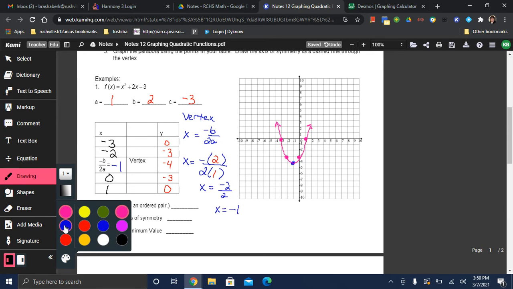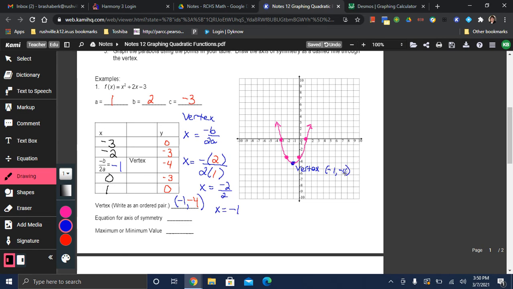So now let's answer some questions. First of all, the vertex as an ordered pair would be for the x in this one, -1, and for the y, -4. So -1, -4, need to write it as an ordered pair. Remember, that is this point right here. So this is your vertex. And again, it is that ordered pair, -1, -4.